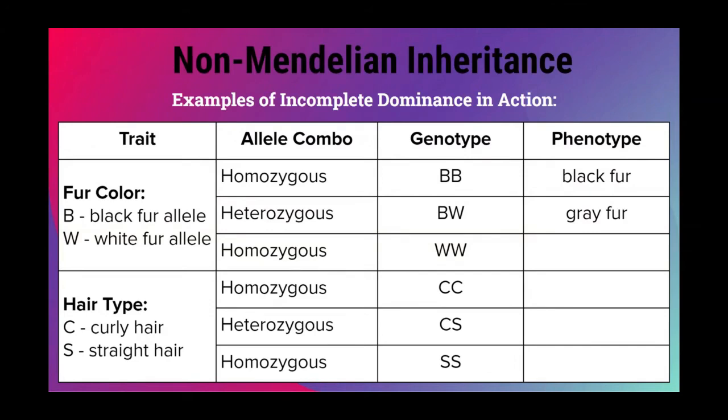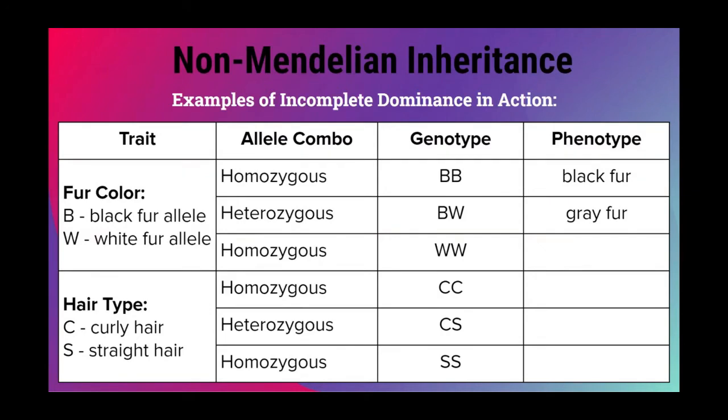So again, homozygous, we're not using dominant or recessive anymore because there is no recessive. So you have same letters versus not same letters. So same letters with big B, you get black fur. Heterozygous with a B and a W, you get that blend, which is going to be gray. Now, WW, you're going to have white.